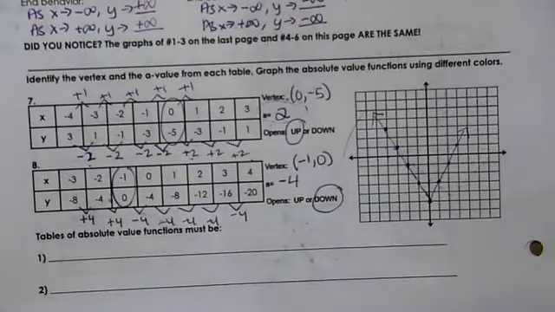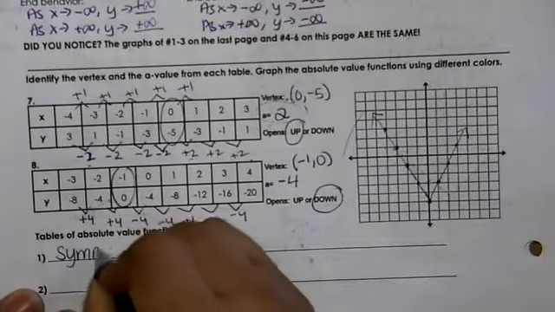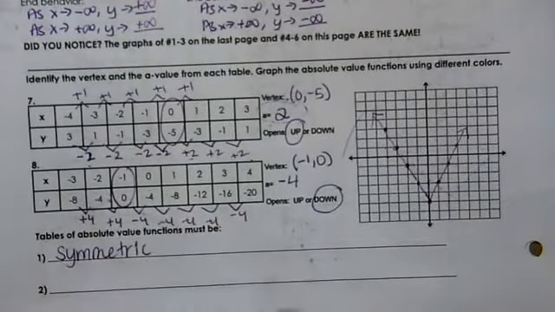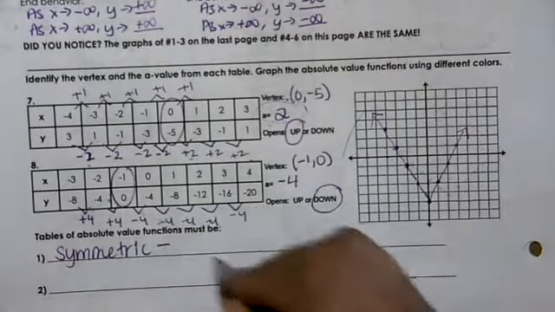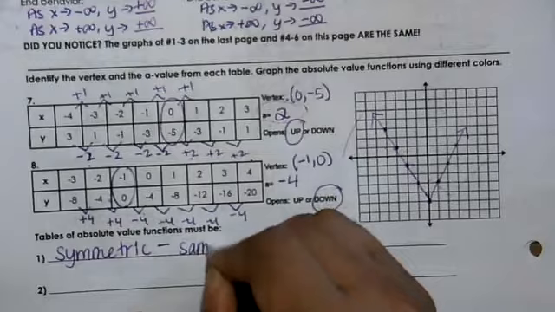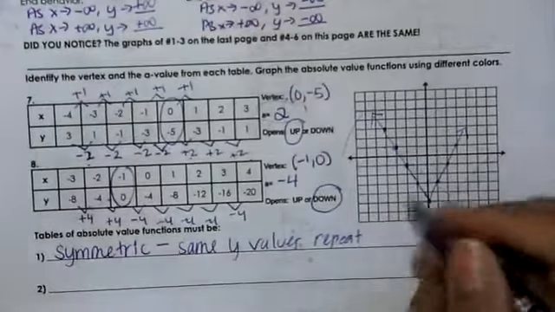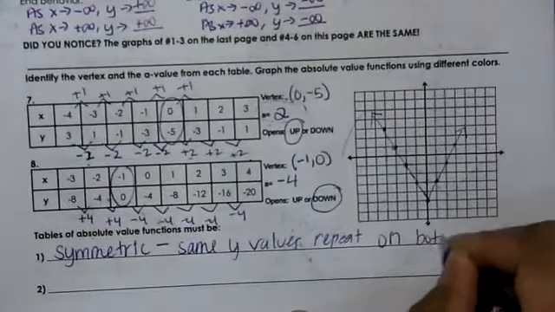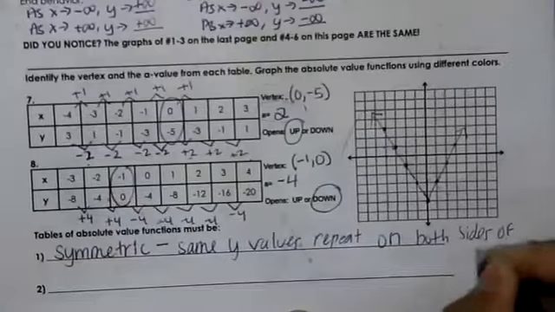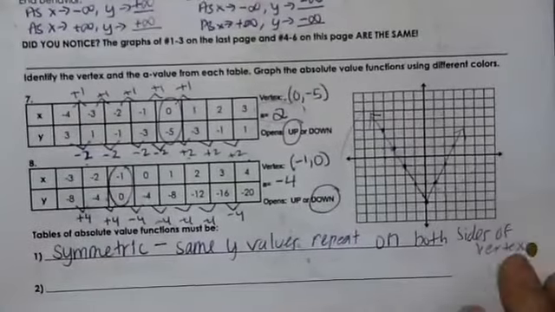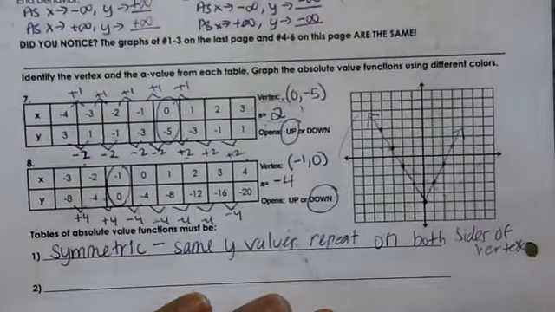All right, and then finally, it says a table of absolute value functions must be symmetric. There's 2 words we write here. Symmetric just means that you're going to see repeated values on both sides of the vertex. So the same y values repeat on both sides of the vertex. So you can always figure out if a table is absolute value by looking for symmetry.